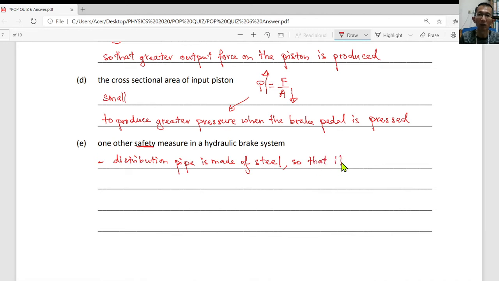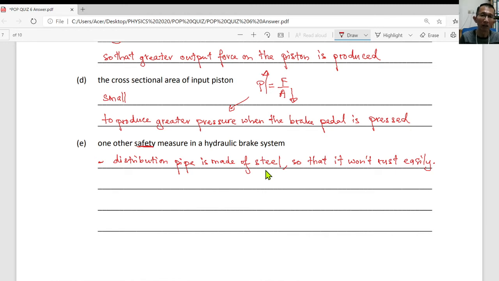So one of the safety measures is that the distribution pipe is made of steel, so that it won't rust easily. Other than that, we know that steel is a strong material. So one of the reasons why we use a distribution pipe made of steel is that it can withstand high pressure.